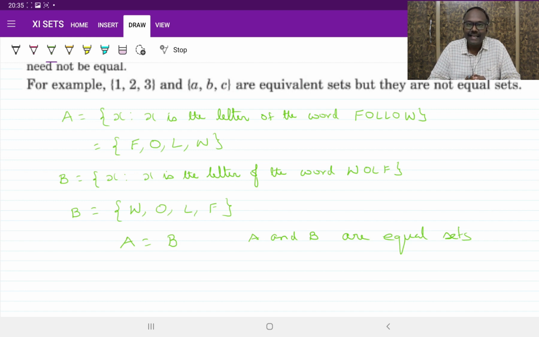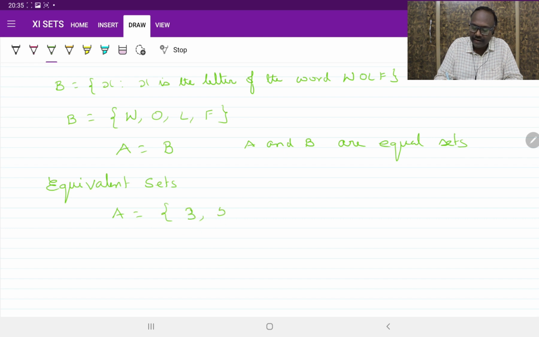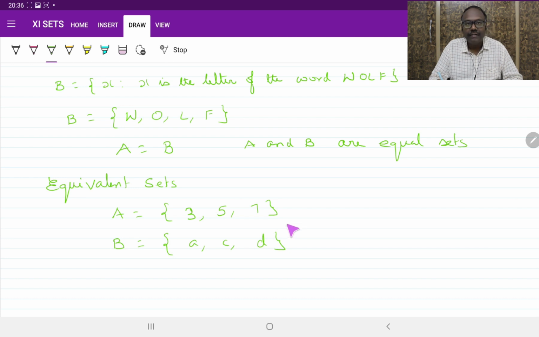Now let us see what are equivalent sets. Let us take a set A which contains elements like 3, 5 and 7, and set B containing the letters A, C and D. We have learned what is the cardinal number. So the cardinal number of set A is equal to 3 and the cardinal number of set B is also 3, because even set B has 3 elements.